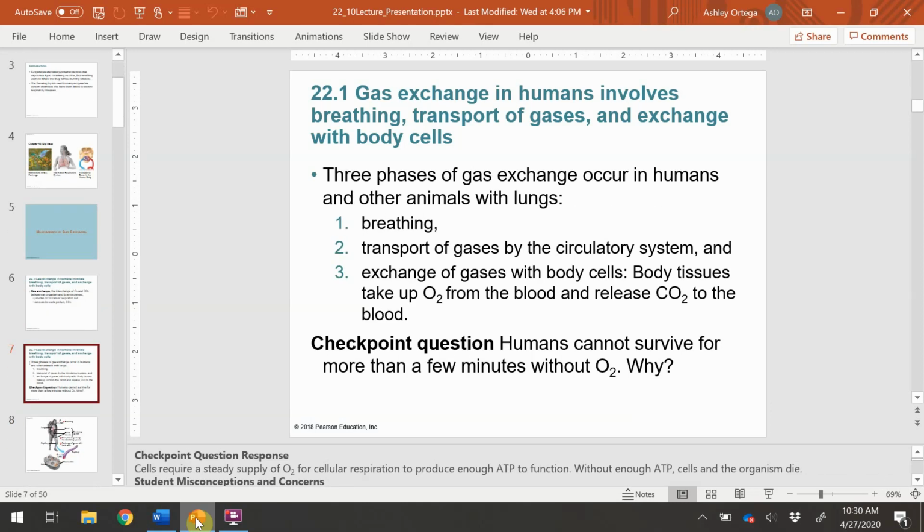And so gas exchange in humans involves 3 steps. First is breathing, the inhalation of atmospheric oxygen, then transporting of gases by the circulatory system, and then lastly exchanging gases with each individual body cell. So it goes from taking it all in to getting it to every cell, as they need to take up oxygen from the blood and release their waste product of carbon dioxide back to the blood.